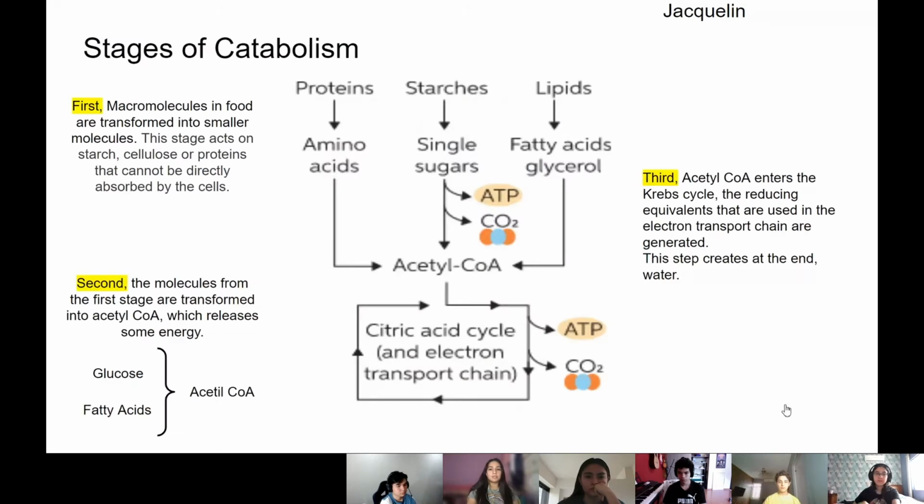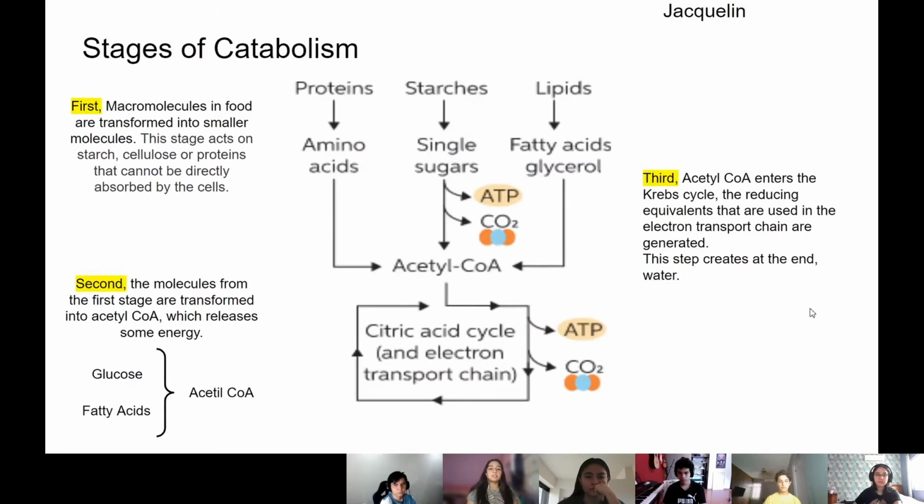The steps of catabolism. First, macromolecules in food are transformed into smaller molecules. This stage acts on starch, cellulose, or proteins that cannot be directly absorbed by cells. Second, the molecules from the first stage are transformed into acetyl-CoA, which releases some energy. And third, acetyl-CoA enters the Krebs cycle. The reducing equivalents that are used in the electron transport chain are generated. This step creates water at the end.